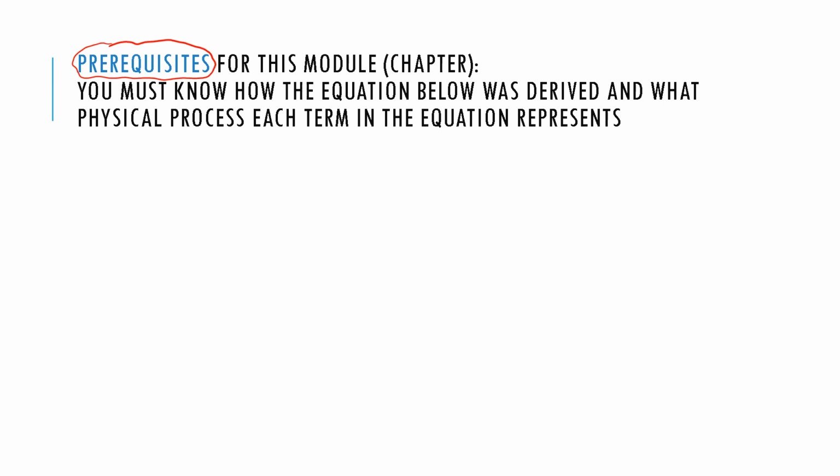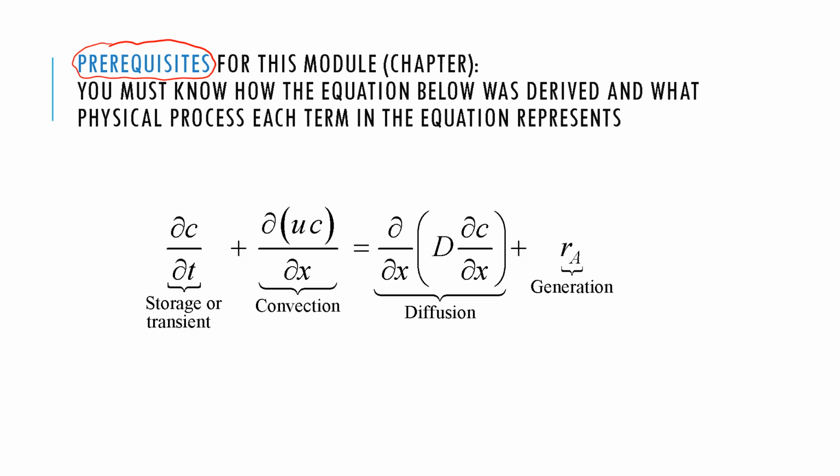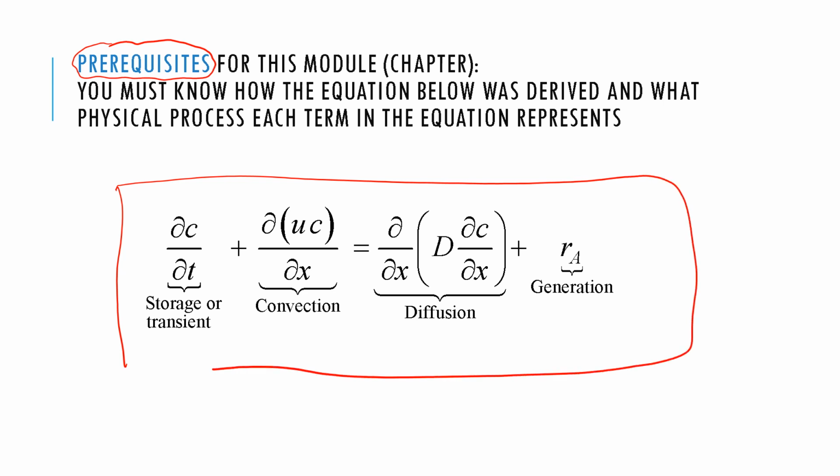Shown is the transport equation. We expect you to know how this was derived and what physical process each term represents. Now, to recap, this comes from conservation of mass. This entire equation is just a statement of conservation of mass.